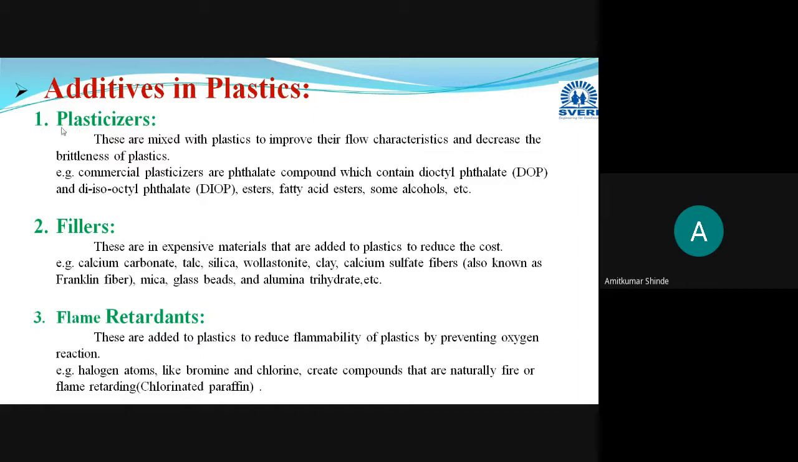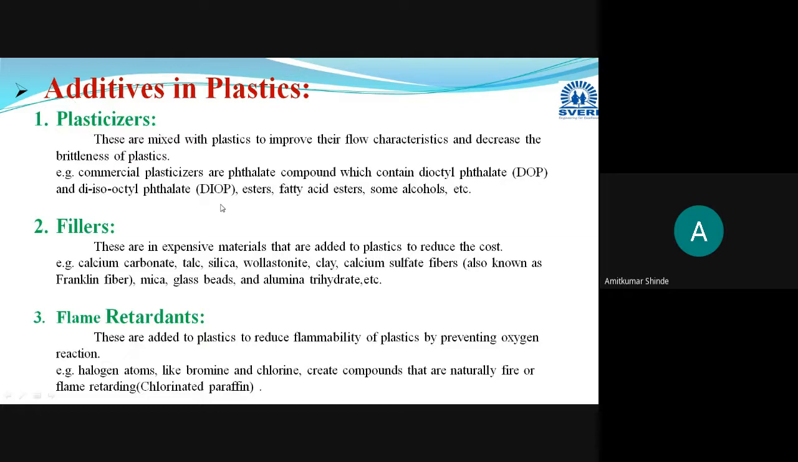You can read the first additive on this slide, the plasticizers. Now, what is the exact function of this plasticizer? When you add a plasticizer to the plastic material, what will happen? It will increase the flowability of that plastic material, and it will decrease the brittleness. To improve the flow characteristics and to reduce the brittleness, plasticizers are added.